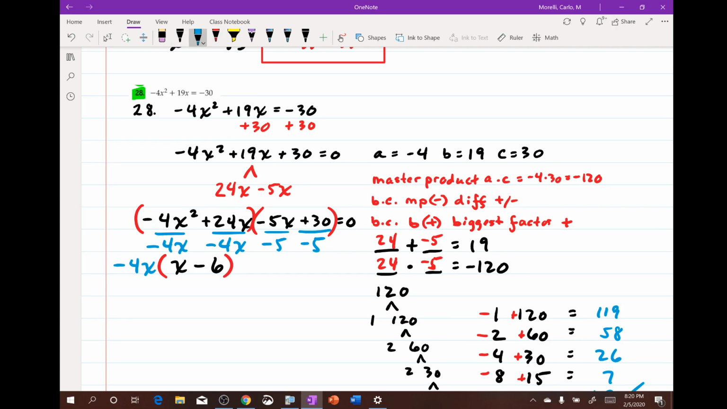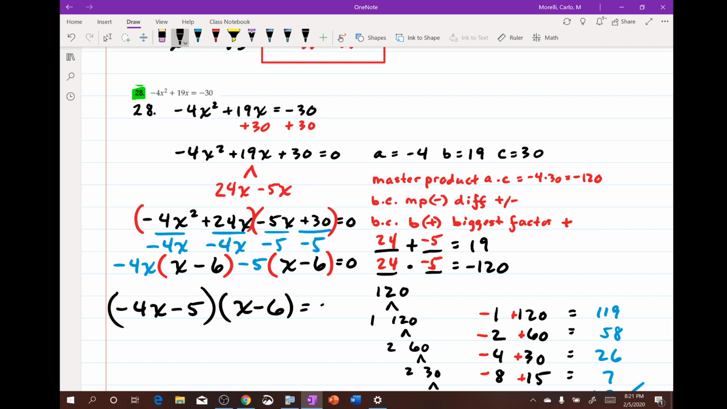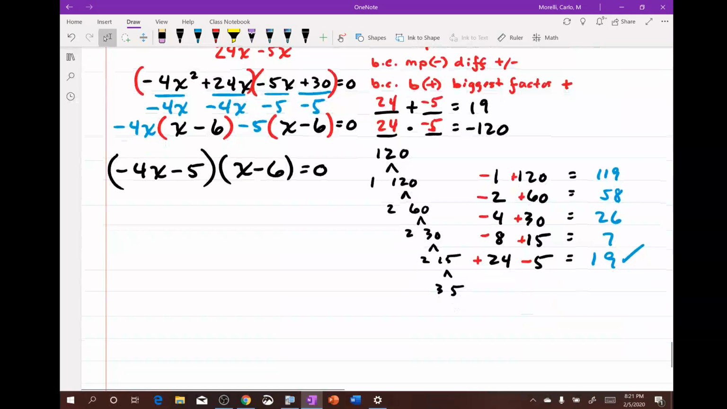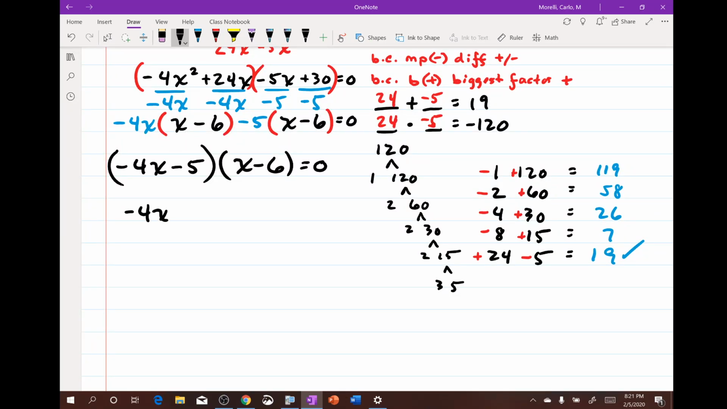And then I'll have negative 5 out in front, open parentheses, x minus 6. It worked. Yay! Equals 0. Okay. So negative 4x minus 5, that's one factor pair, and then x minus 6, that's another factor pair, equals 0. So negative 4x minus 5 equals 0, and x minus 6 equals 0.